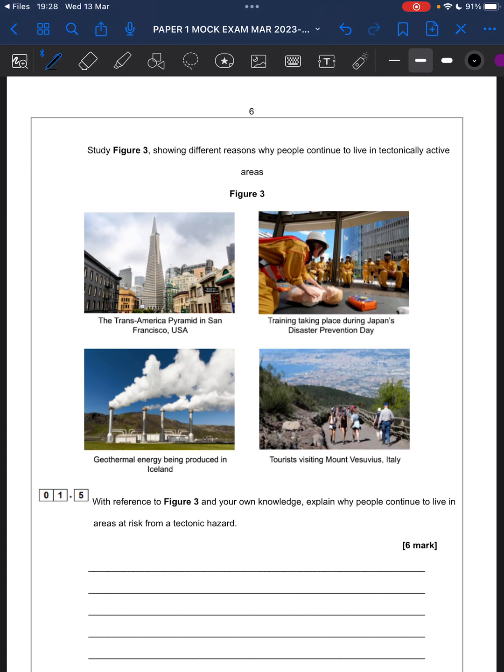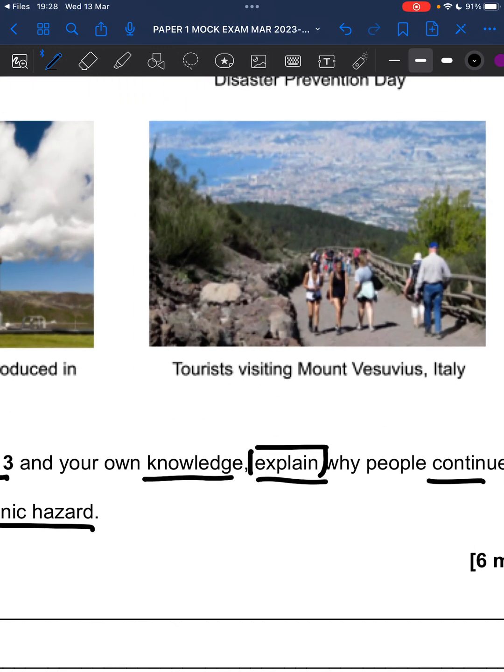Okay, so again, we've got another mid-tariff question here. We've got figure 3. We have got 4 pictures. And we've got our question. With reference to figure 3, in your own knowledge, explain why people continue to live in areas from a tectonic hazard, or at risk from a tectonic hazard. So, I've got my explain here. So I need to show understanding. I need to show that I get it.